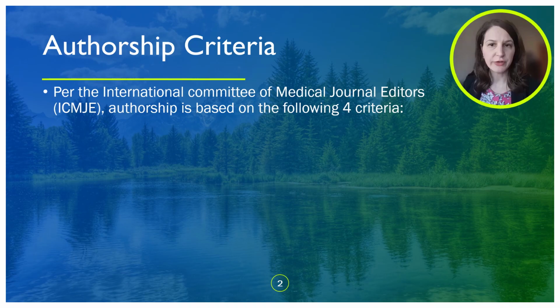So you may be wondering, how do I know if somebody should be a co-author? Thankfully, we have these authorship criteria from the International Committee of Medical Journal Editors, or ICMJE. Per these criteria, authorship is based on the following.